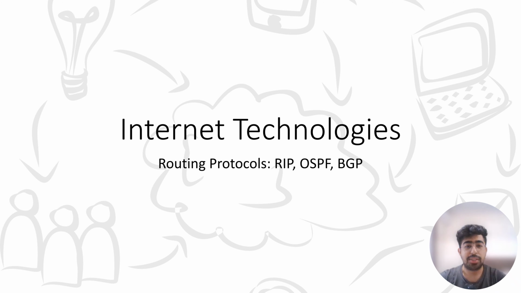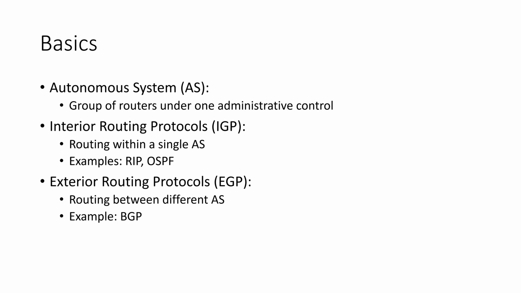I'm Vardan and today we'll be studying routing protocols like OSPF, RIP and BGP. So let's start by understanding what an autonomous system or AS is. An autonomous system is a collection of routers and networks managed by a single organization like an ISP, university or a company. All routers inside an AS follow a common routing policy.